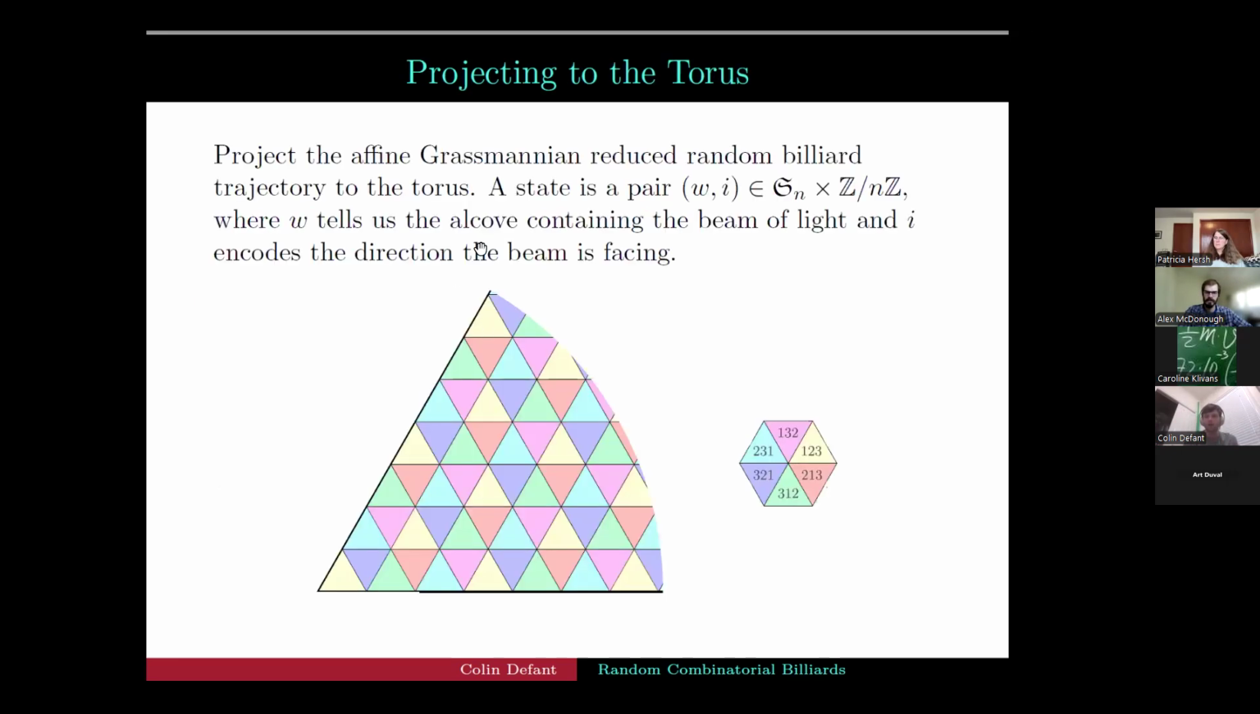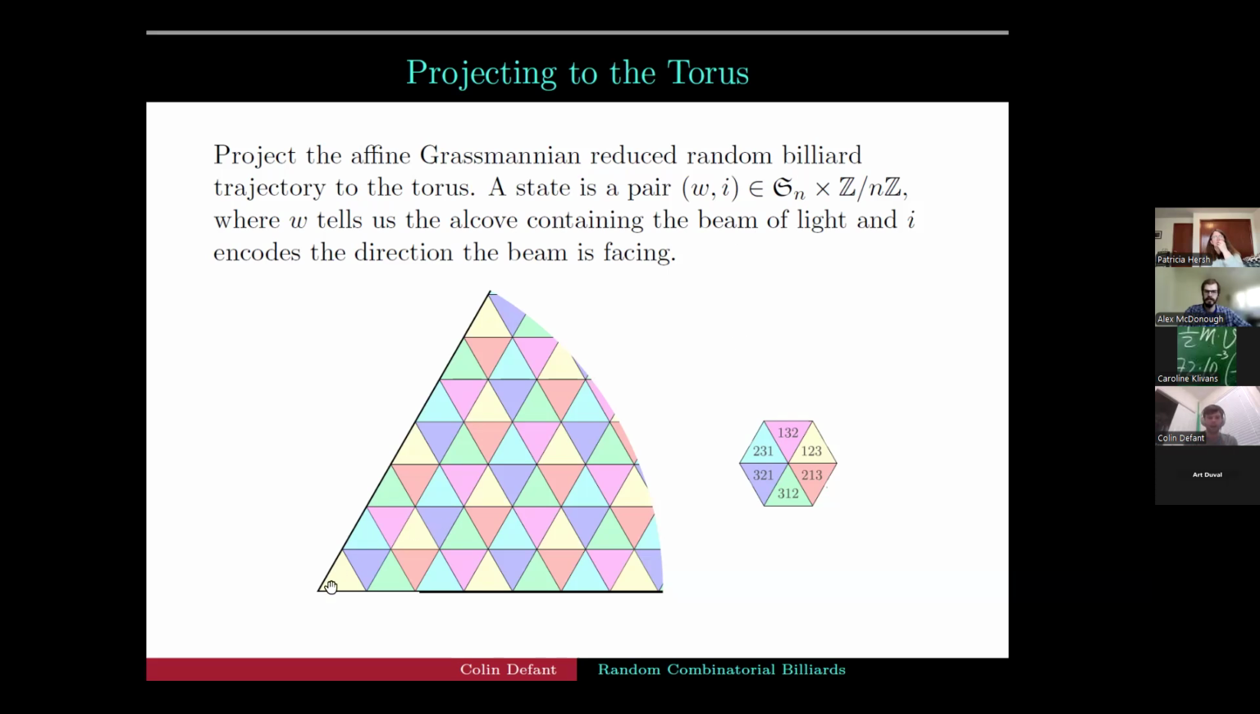Okay. So just as before, I want to project from my affine Grassmannian reduced random billiard trajectory to a torus so that I'll get some finite state Markov chain. Except now, instead of having a Markov chain where the state space is just S_n, now the state space is going to be S_n crossed with Z mod nZ.